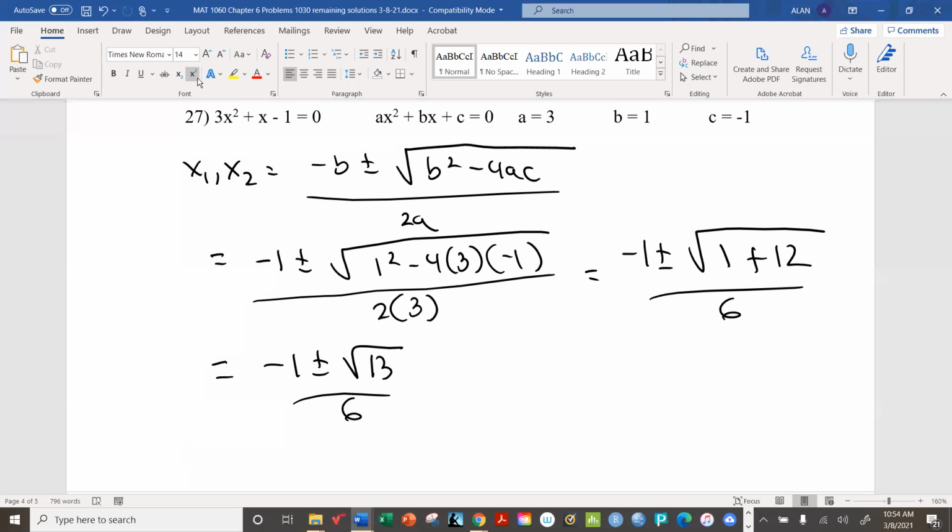So you can leave it like this, or if you want to take it one step further, you can rewrite it as minus 1 minus radical 13 over 6, comma, minus 1 plus radical 13 over 6. They both mean the same thing. When you can't consolidate them any further, you could just leave it like this first expression or the second. They're both fine.